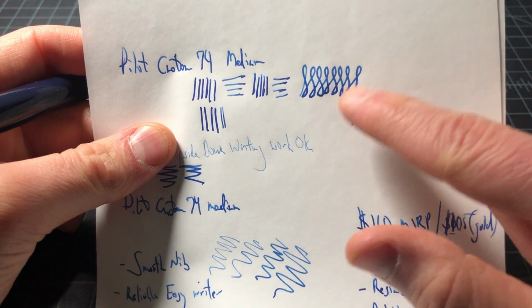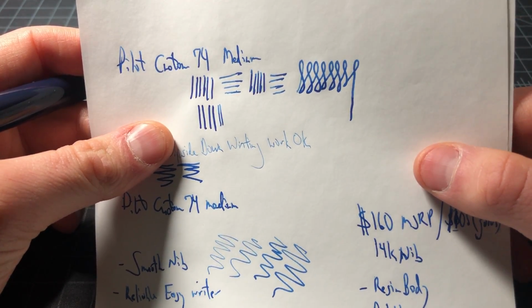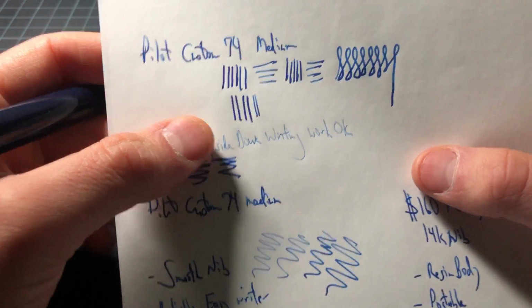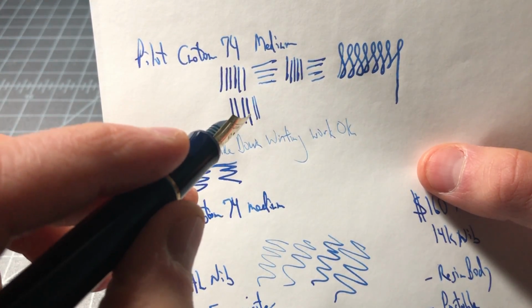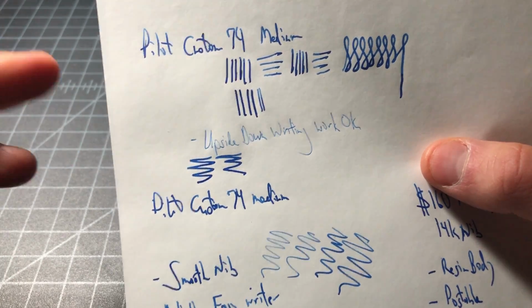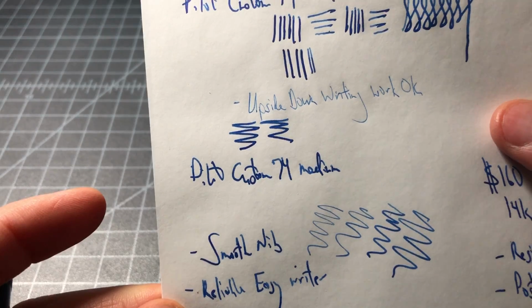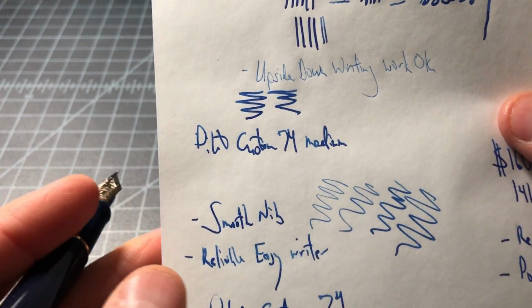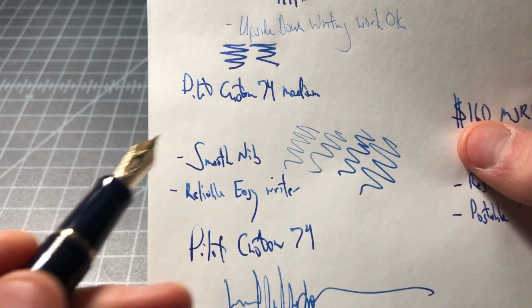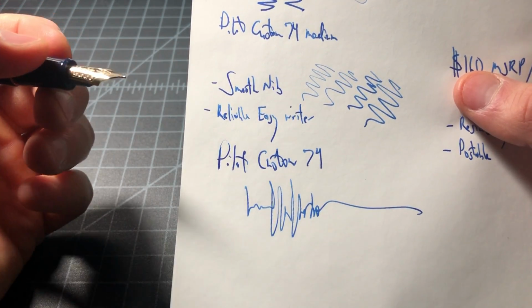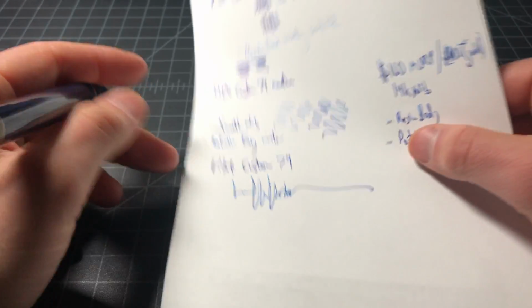So you see some ink effects, but not too much. It's really just for doing your everyday writing. A little bit of line variation there, but it's harder than I would generally feel comfortable pushing this. You do a little bit of upside down writing, no problems with side to side. There's some slow writing, Custom 74, some really fast writing. My notes are basically super smooth nib, reliable, easy writer.